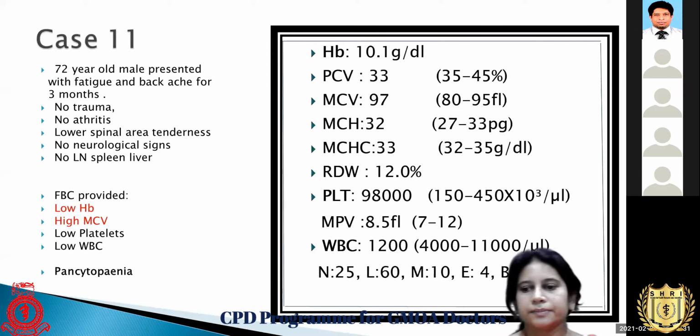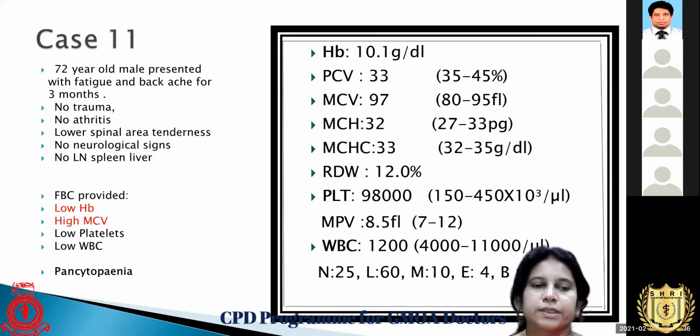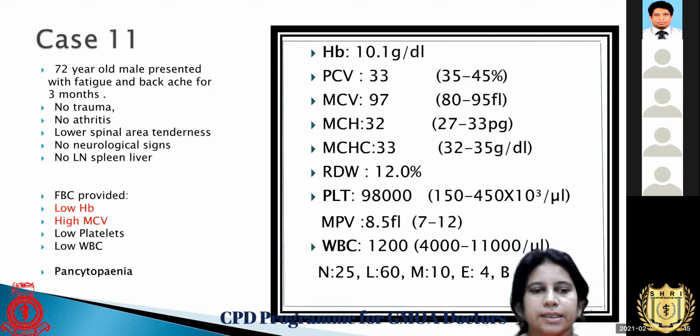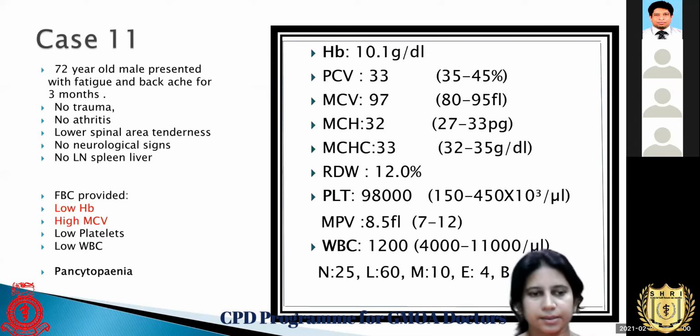Case number 11. This 72-year-old male presented with fatigue and backache for 3 months. There's no trauma, no arthritis, lower spinal area tenderness was there, no neurological signs, no liver and no spleen palpable. So in hematology, we have only one diagnosis in our setup. An older person with a backache, then you have only one diagnosis.